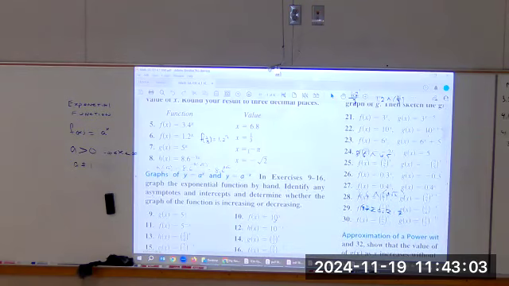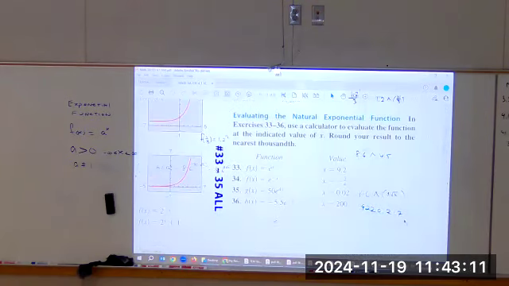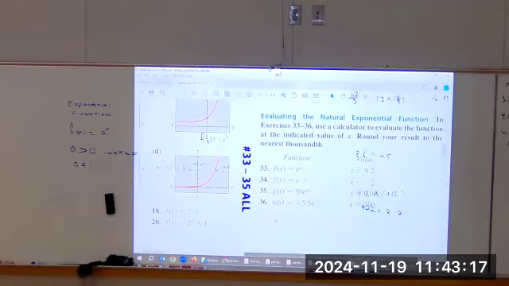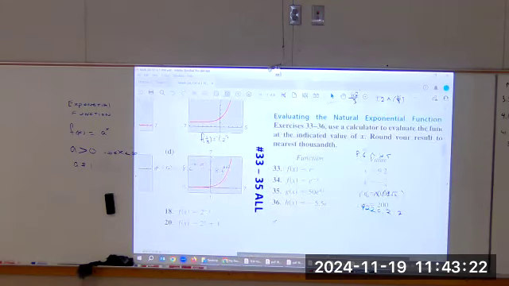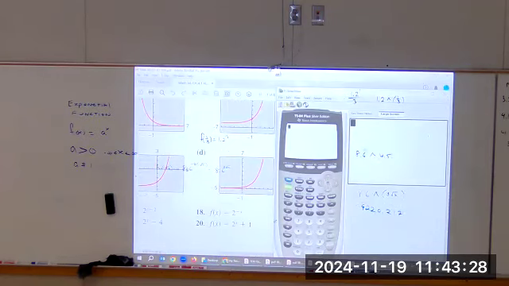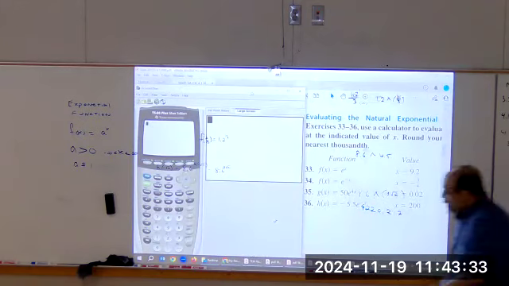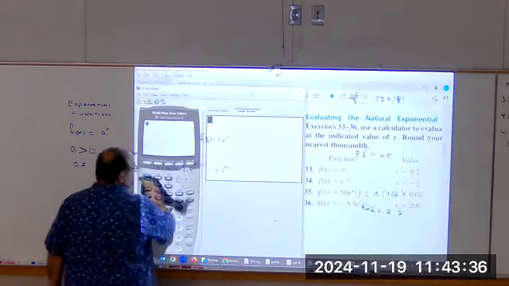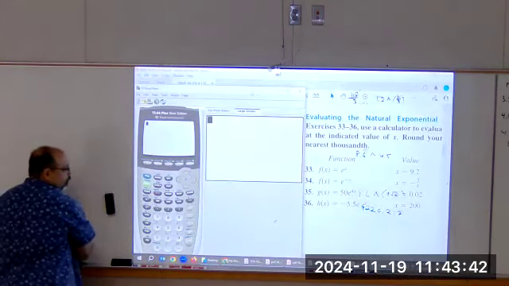Then 34, 35. Use the calculator to evaluate the function at the indicated value. Round to the nearest thousandth, that's 3 decimals. These functions are natural exponential functions.